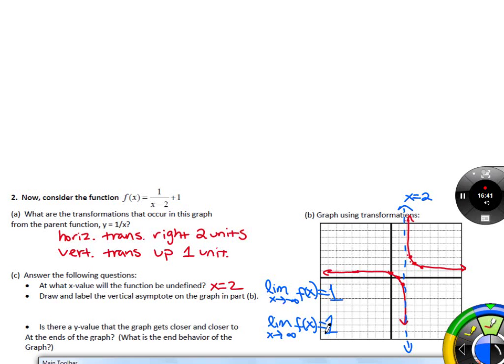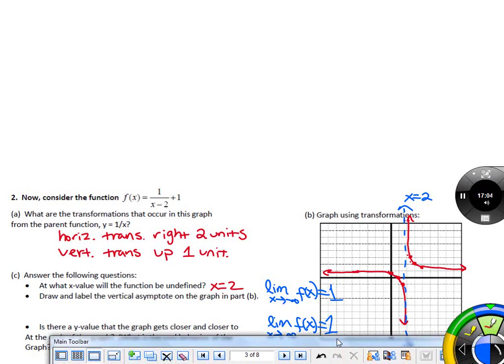Because why did it end up being 1 in this case? Because the transformation was to move it up 1. In the parent function, the end behavior would approach what number? Look at your parent function graph. What did the ends get closer and closer and closer to but never actually reach for the y values? 0. Okay? So it'll depend on what the transformations are.